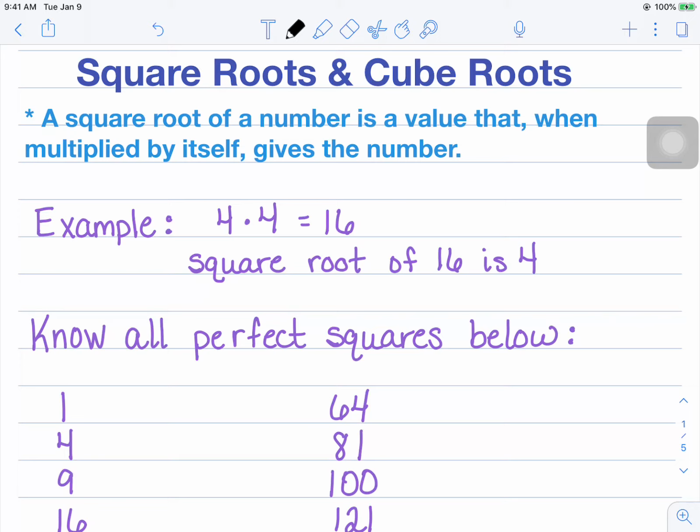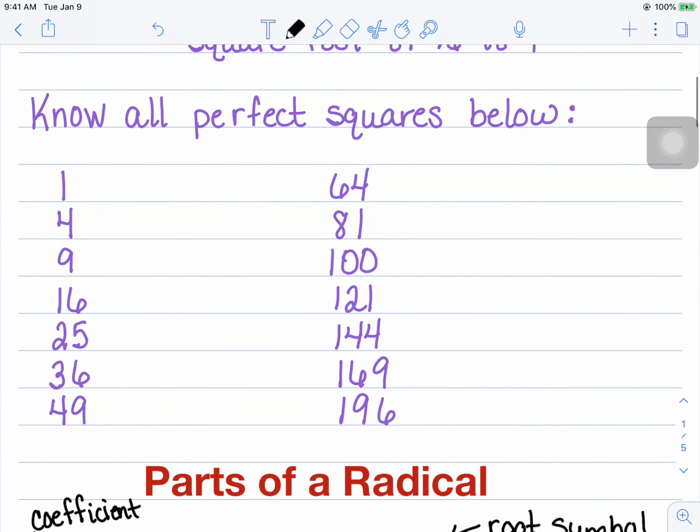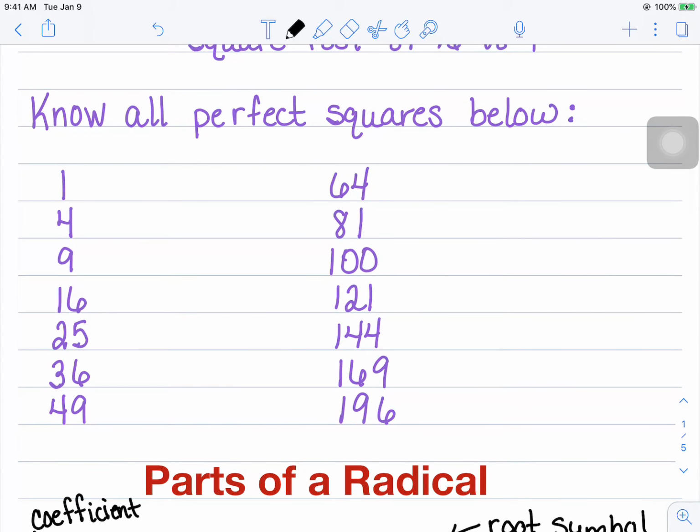So you need to know the perfect squares below. They go from 1 all the way to 14, meaning that when I get 1 times 1, I get 1. 2 times 2 gives me 4. 3 times 3 gives me 9, and so forth. So these are all perfect squares, meaning there's a number multiplied by itself that gets us this answer.